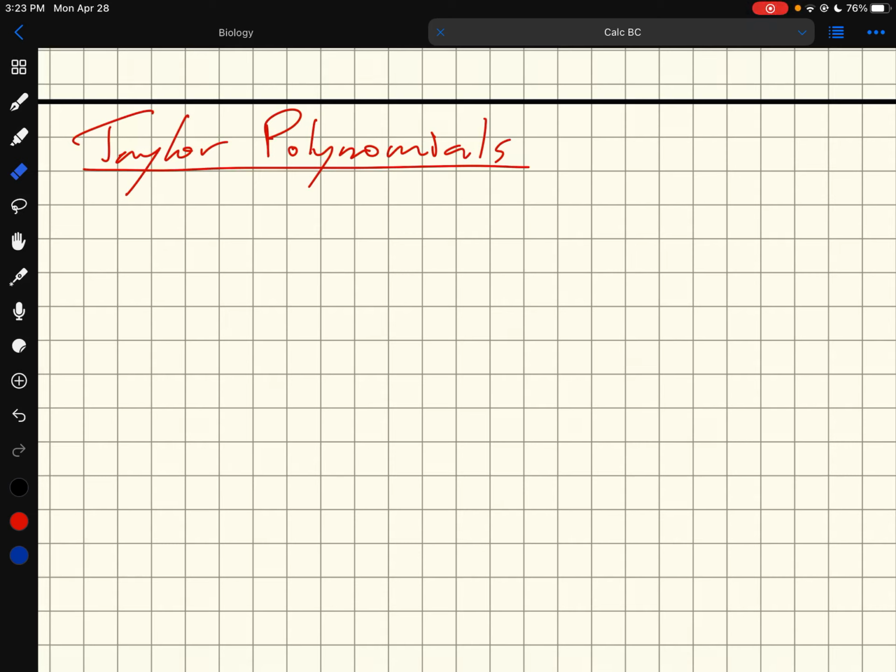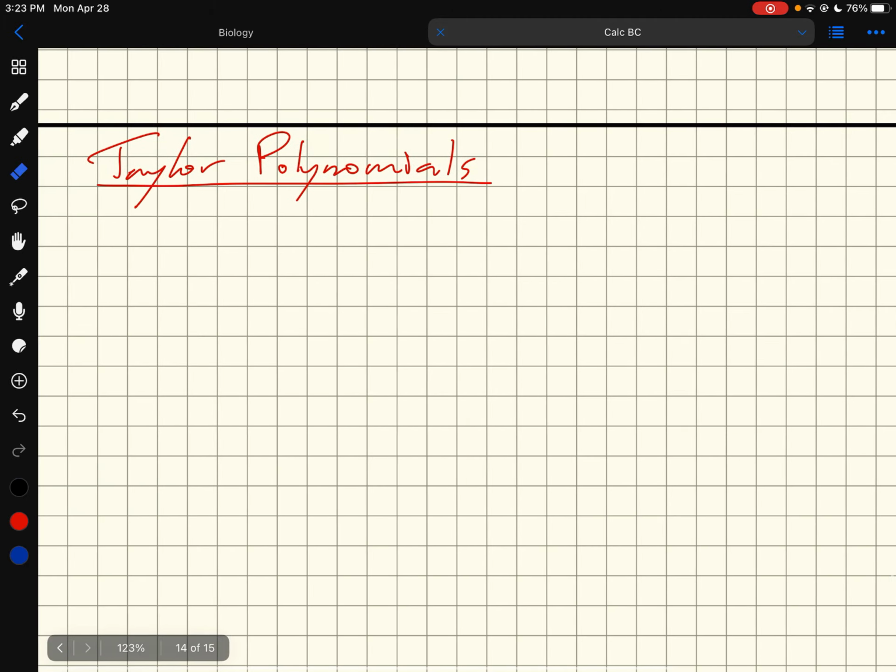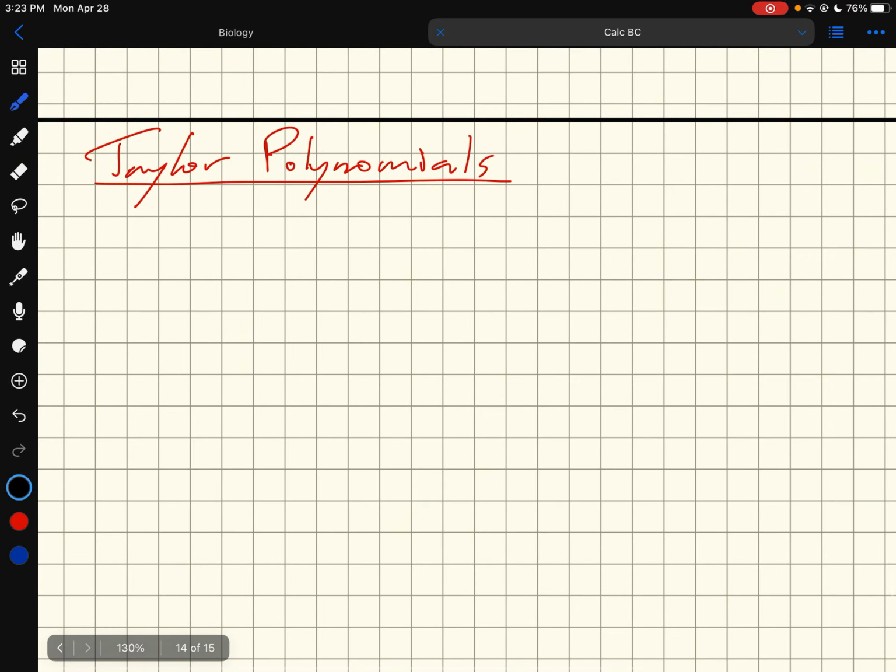So this time we're going to talk about Taylor polynomials and Maclaurin polynomials. So what a Taylor polynomial is, it's an approximation of the derivative at a certain point. So it's an approximation of a tangent line slope. And it's notated by this p sub n of x. So this is like the name of the polynomial. That's how you write it out.